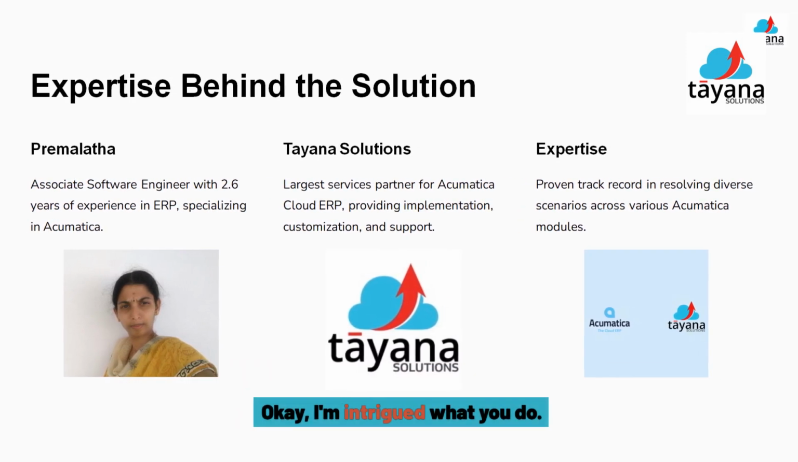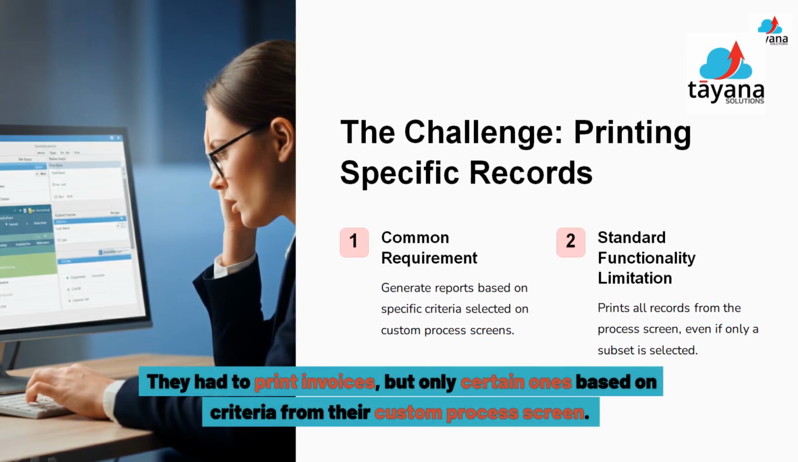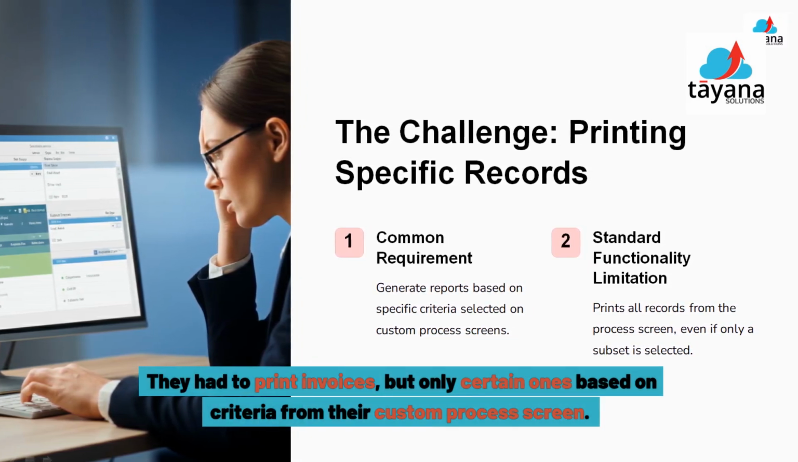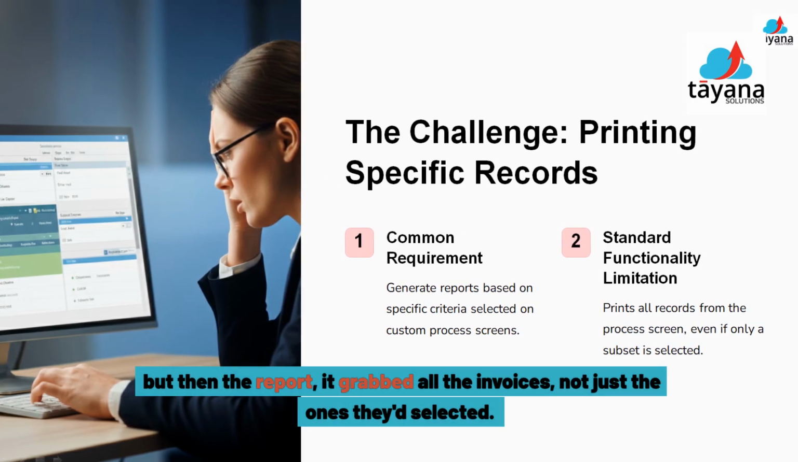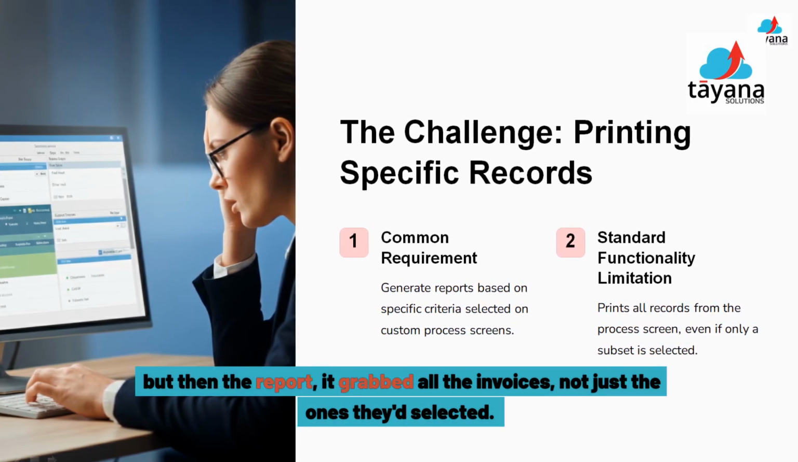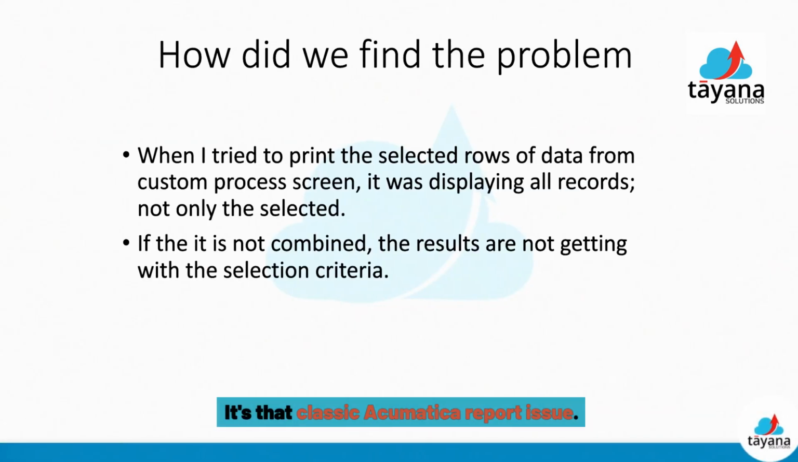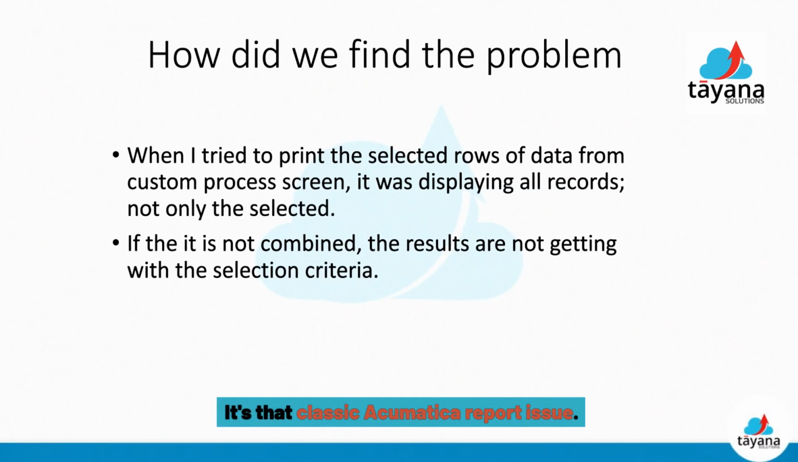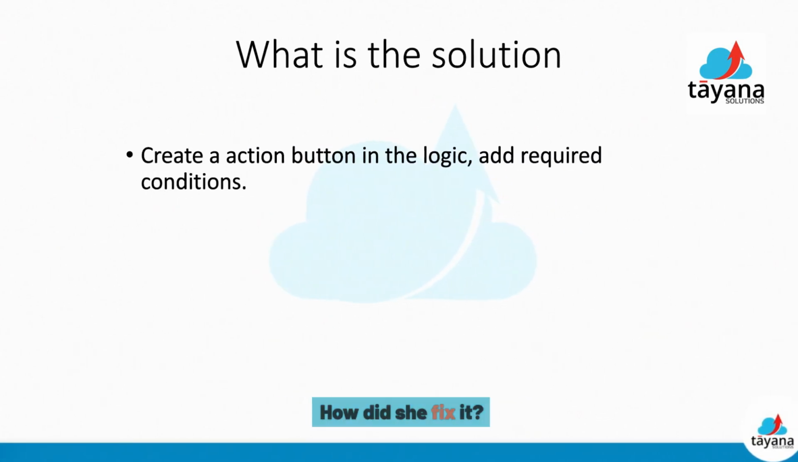Okay, I'm intrigued. So she was working with this client. They had to print invoices, but only certain ones based on criteria from their custom process screen. They had it all set up, filtered perfectly. But then the report grabbed all the invoices, not just the ones they'd selected. It's that classic Acumatica report issue. Yeah, I've been there. So what was her solution? How did she fix it?